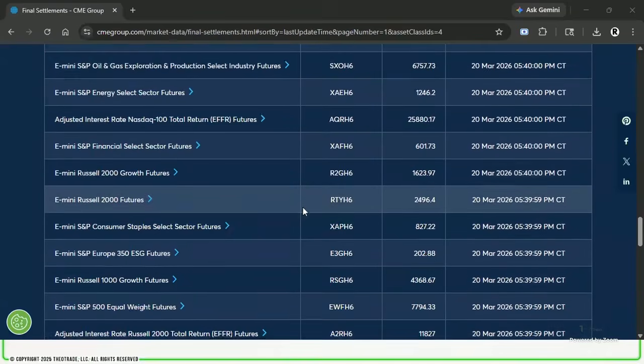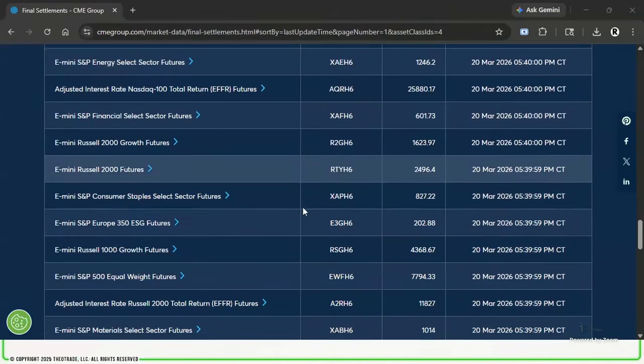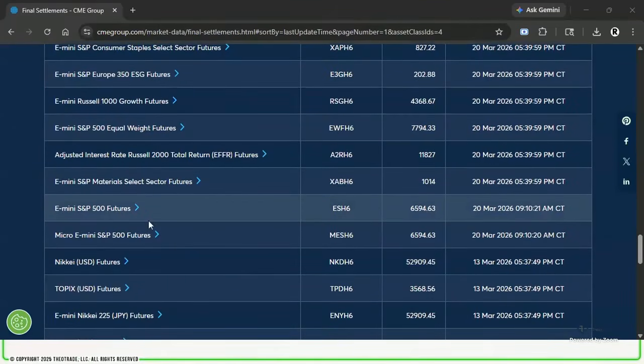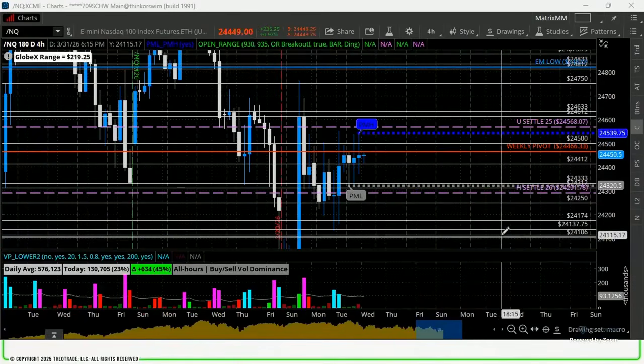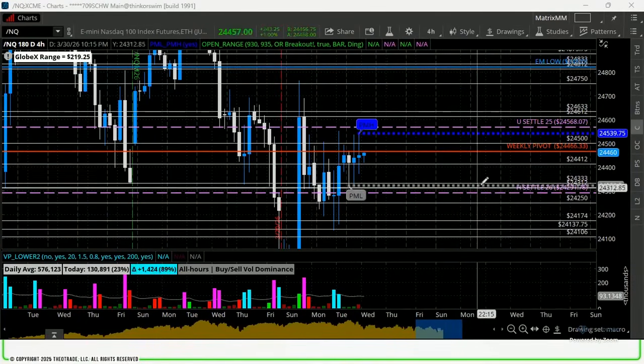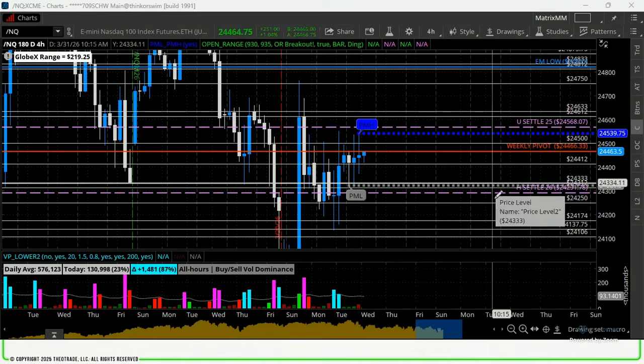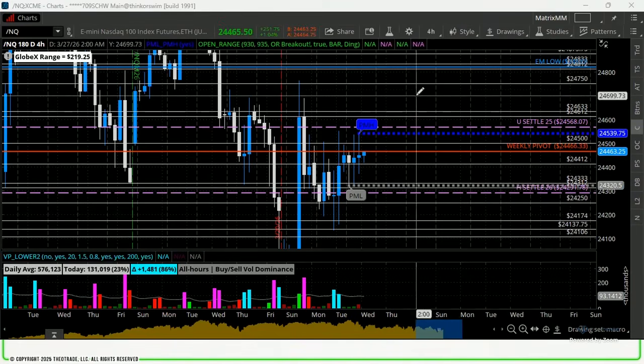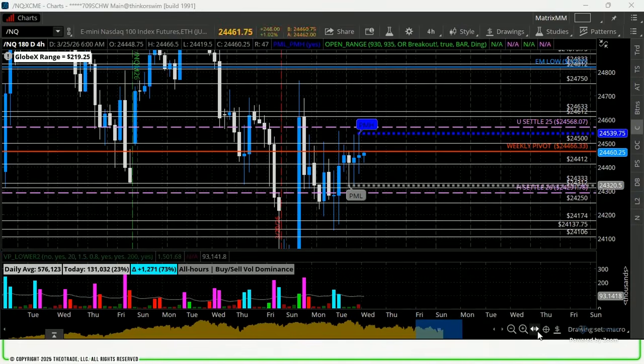So what I basically do is come down here to the ES, and that's right here. You can see where the ESH contract settled, and I just put that on the chart, and it just remains there, right? Same thing with the NQ. If you're a Russell trader, maybe you start adding that to what you're doing. All right, so give me a second.